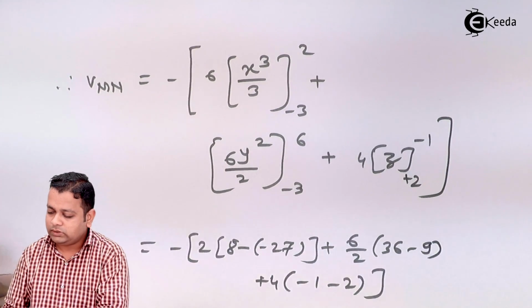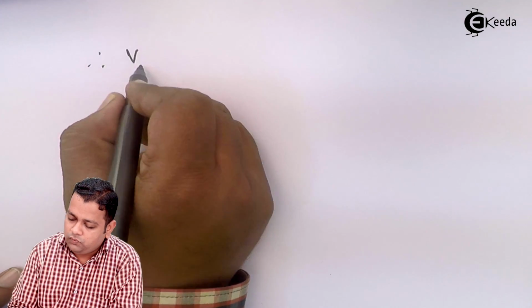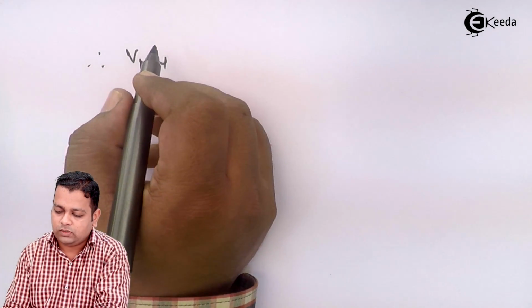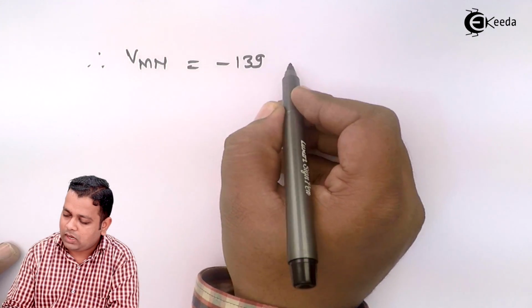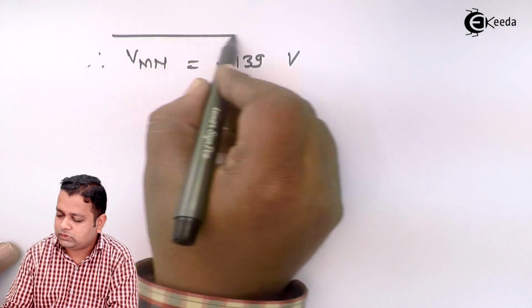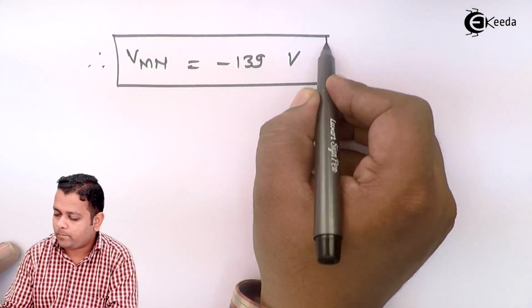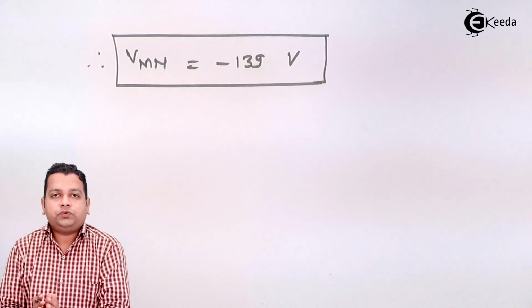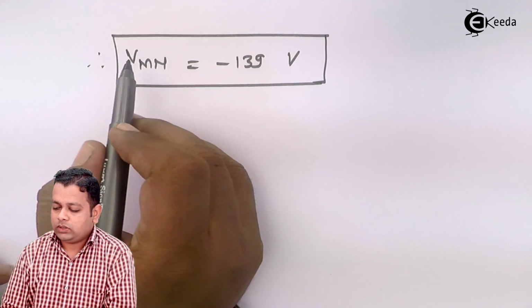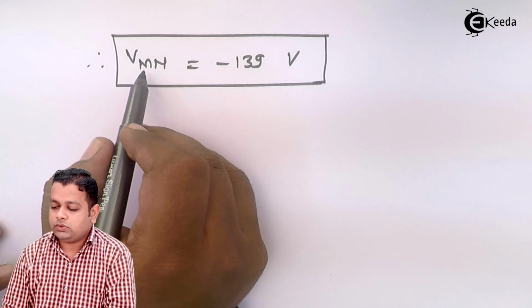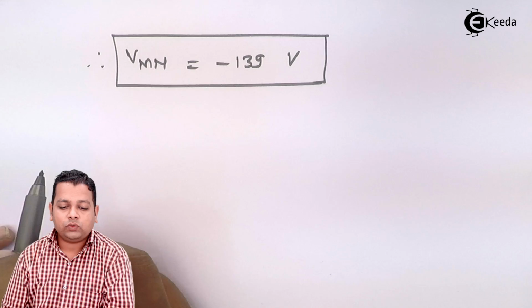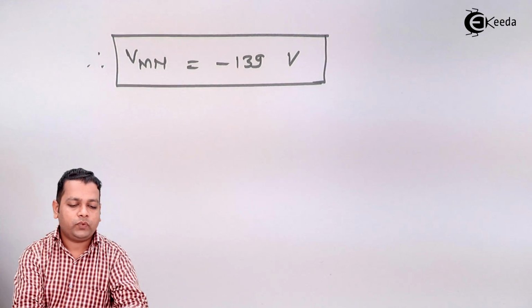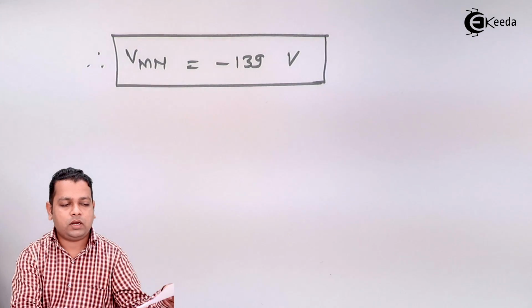Hence, after simple calculation, we get V_mn is equal to -139. Unit will be volts. So this way we have solved for the potential difference between the positions M and N, and we have obtained the value -139. So here we have completed the part A.